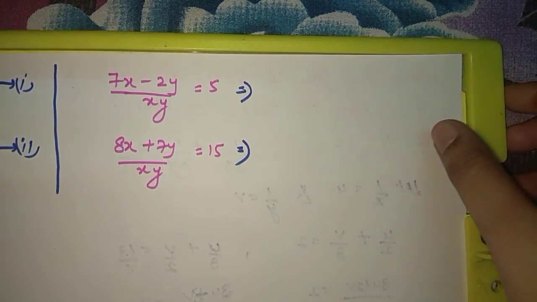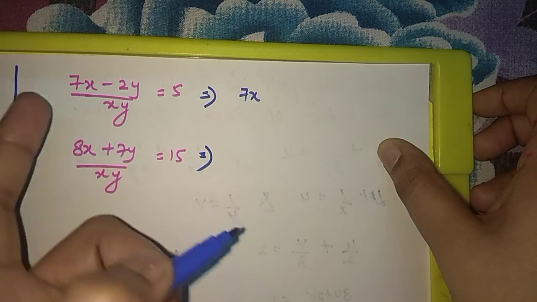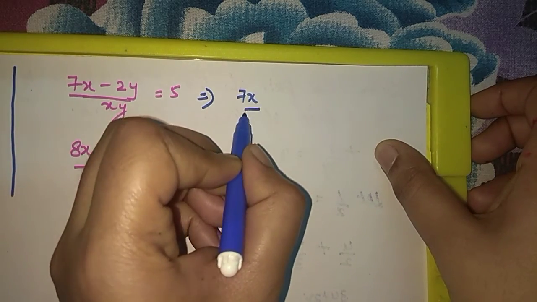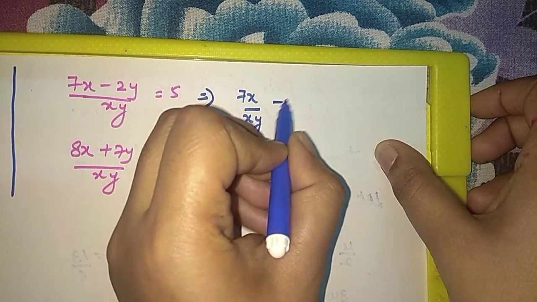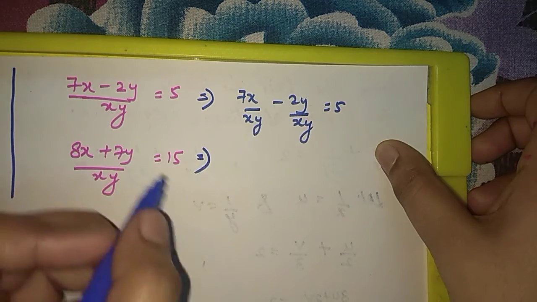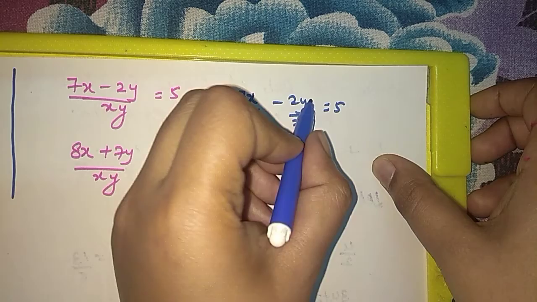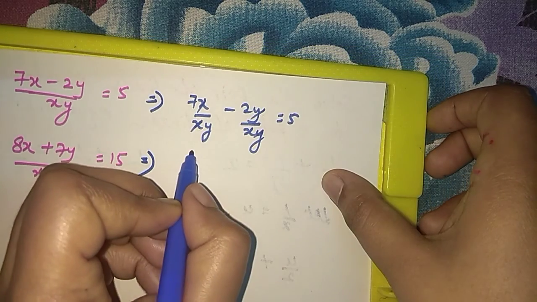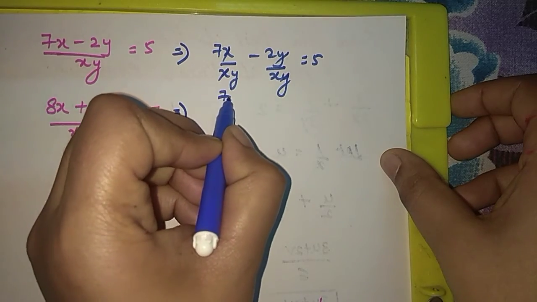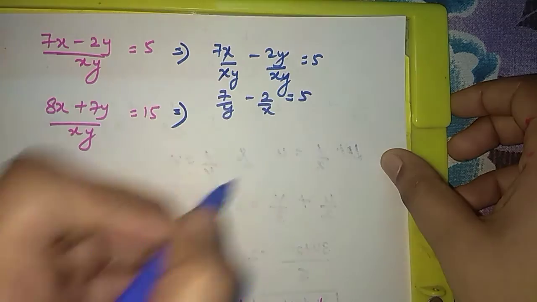So what I have to do is give this xy separately to both of the numerators. So I will write it as 7x upon xy minus 2y upon xy is equals to 5. And on cancelling we have 7 upon y minus 2 upon x is equals to 5.